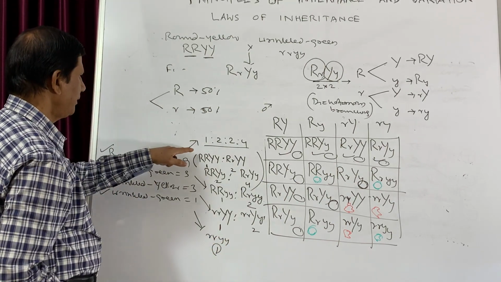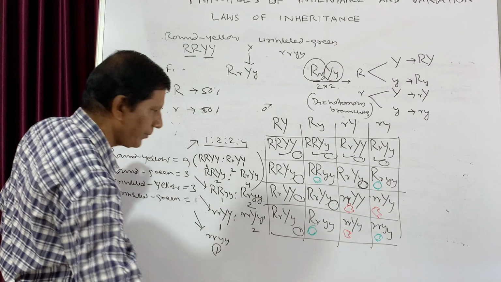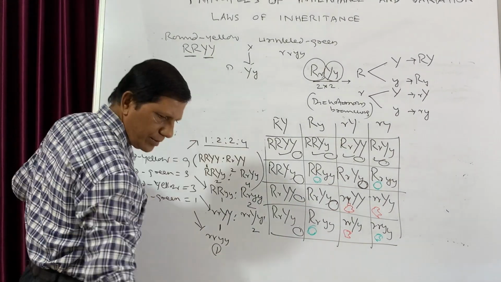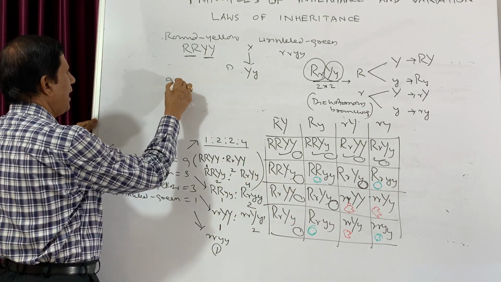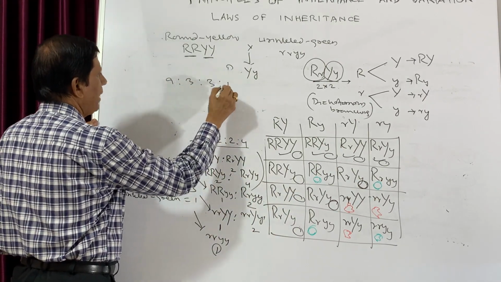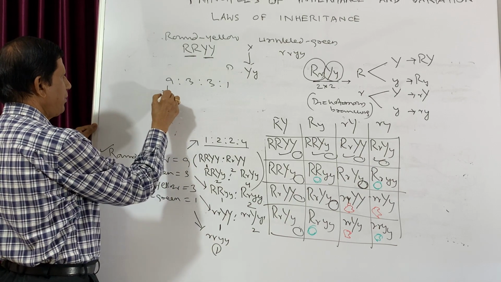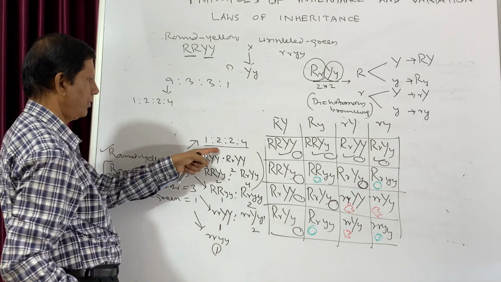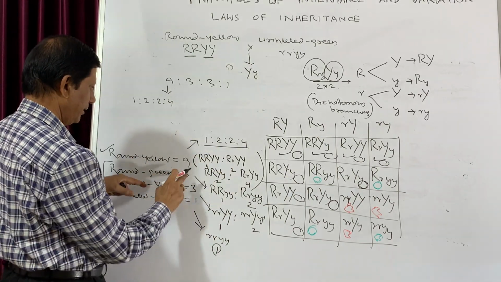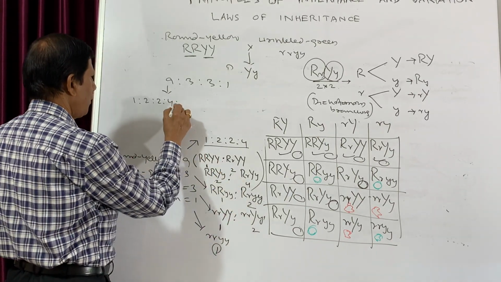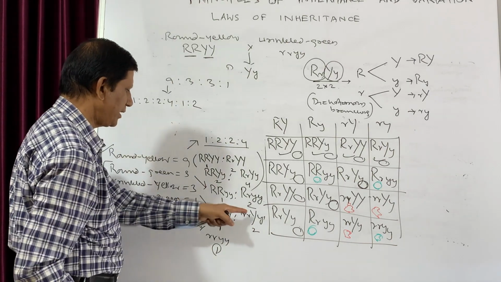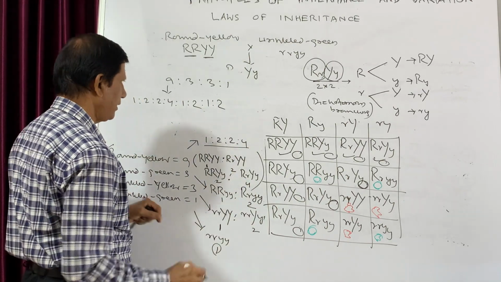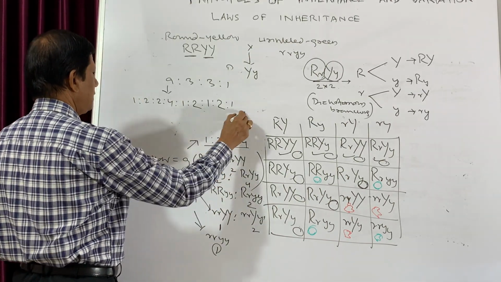That means the 9:3:3:1. Now this 9 is of 4 types, 1:2:2:4. We have written here. This 3 is of 2 types, 1:2. This 3 is of 2 types genotypically, 1:2. And this is 1 type, 1. So this is the genotypic ratio.